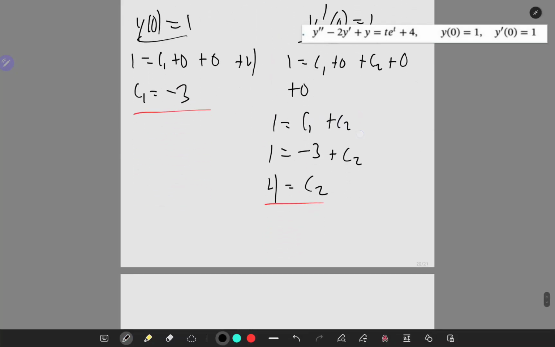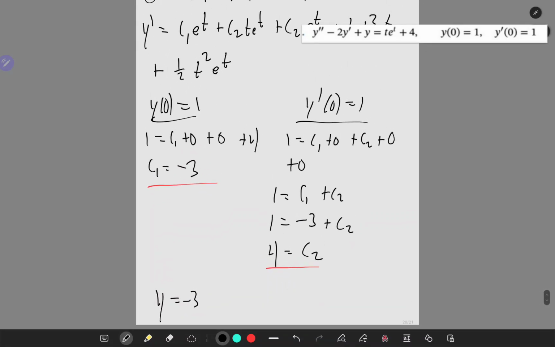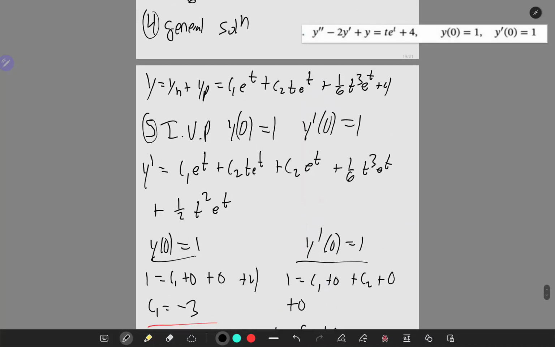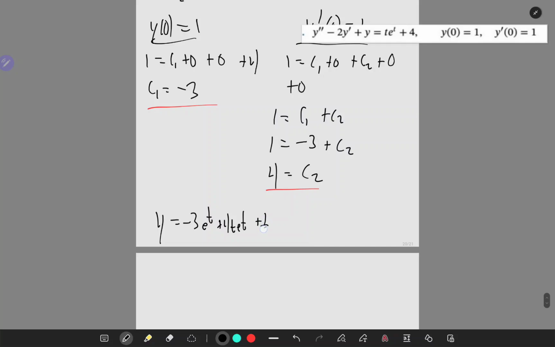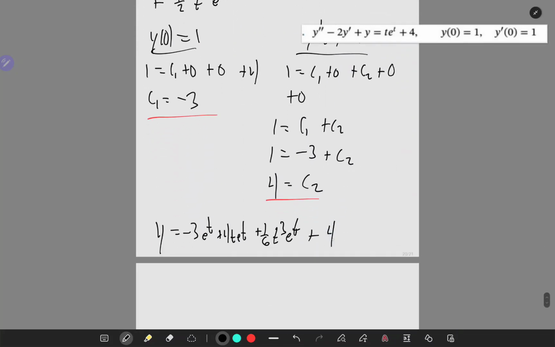Plug them back in. Y is equal to -3 e to the t plus 4 t e to the t plus 4. Oh, wait, I'm looking at the wrong thing. Plus 1/6 t cubed e to the t plus, what was it, 1/2? No, just plus 4. Okay. And that's it. This is our final solution right here.